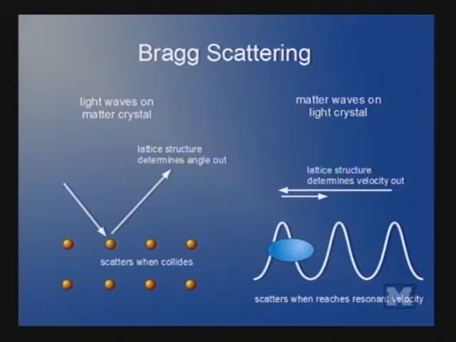And the matter waves scatter off, and the velocity at which they come out tells us what the periodicity of the lattice is. So when we're really doing this experiment, what we do is we accelerate a cloud of atoms through the lattice. In this case, it's a 1D counterpropagating lattice. And when the accelerating atoms reach a certain resonant velocity, they Bragg scatter off the lattice and come back out with their new Bragg scattered velocity.